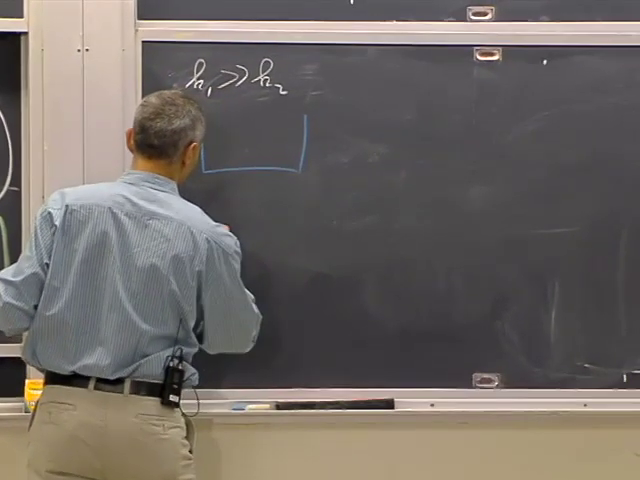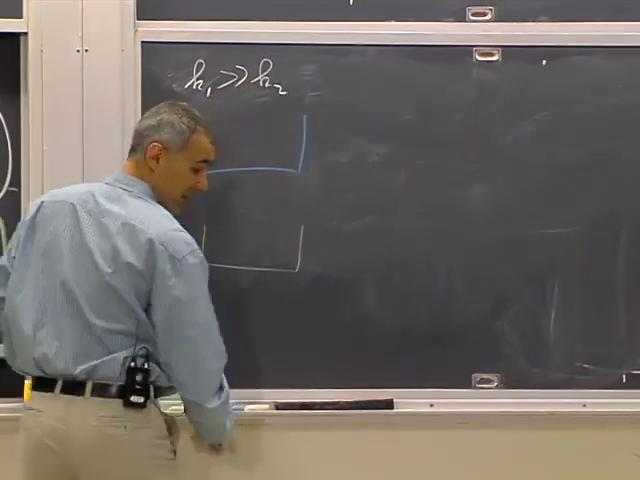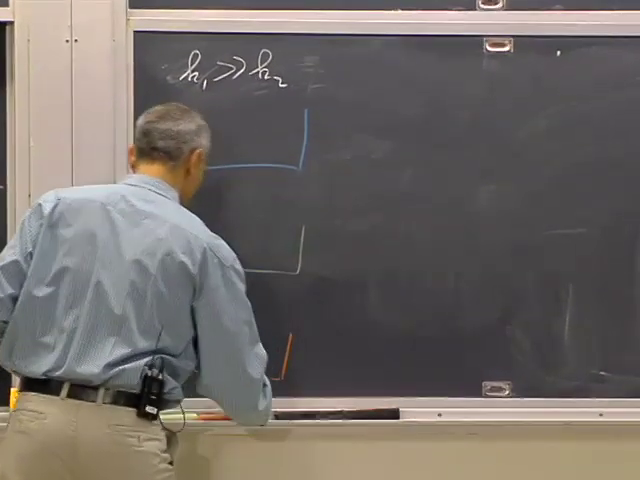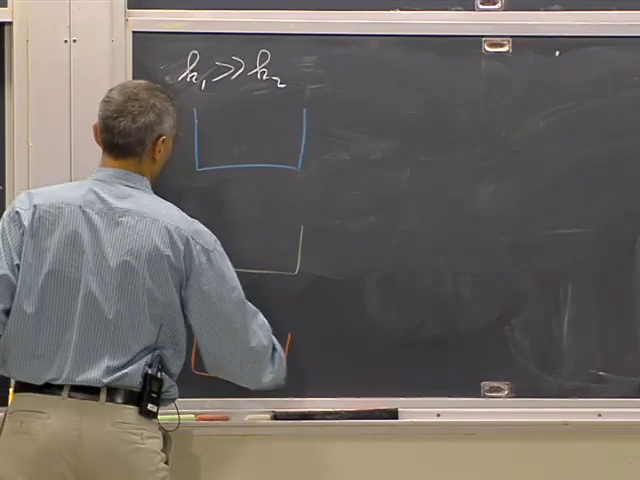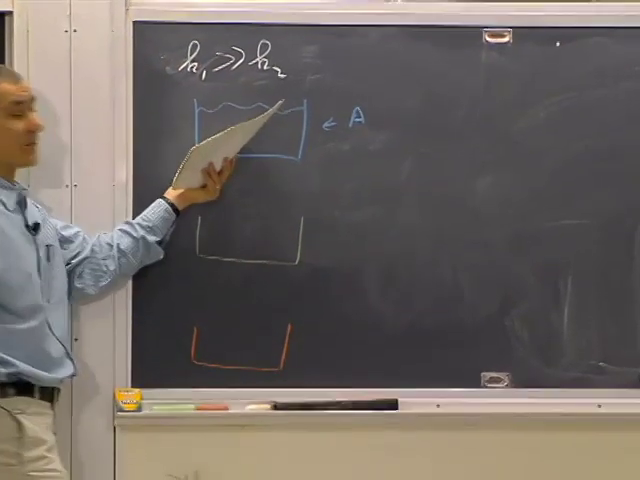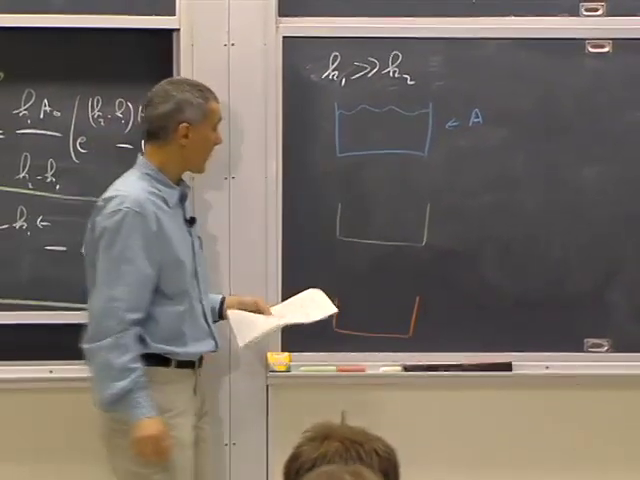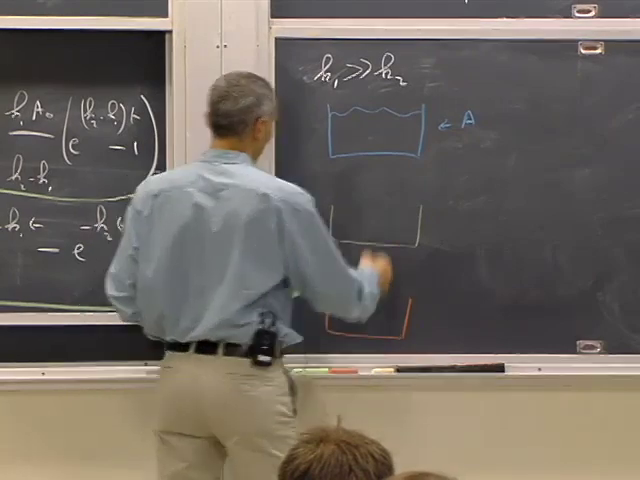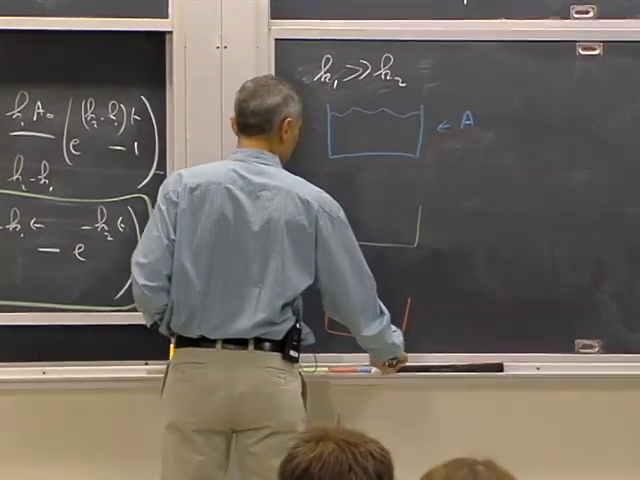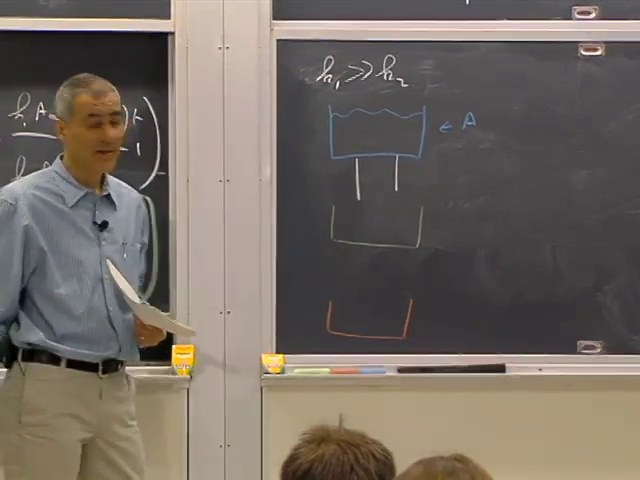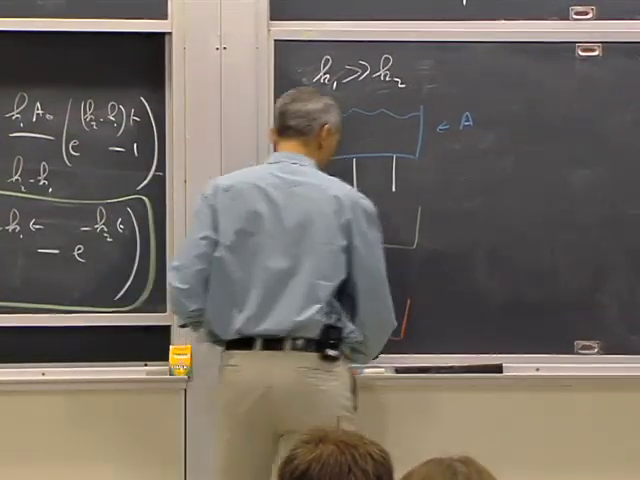Then we have a middle vessel, which is the concentration of B, and the final vessel, which is the concentration of C. Okay, and we start out with some amount of A in here, right? Start with a lot of A, okay? And then these vessels are connected with pipes. So there's a very thick, big pipe that connects A and B together. The rate is fast going from A to B.